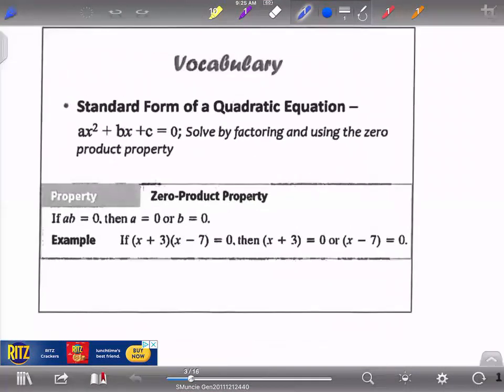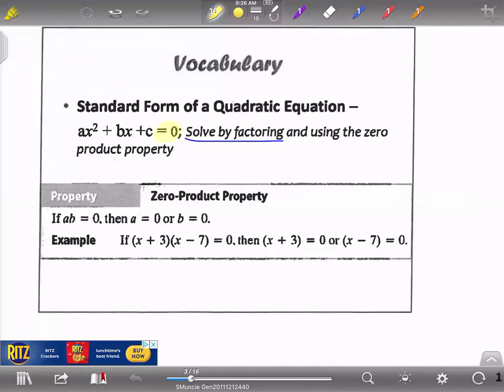So some quick vocabulary down here. Standard form of a quadratic equation is ax squared plus bx plus c. Remember, a is always the number in front of the quadratic term, x squared. B is always the term in front of the linear term, x, and c is always going to be some number, a constant. And for today, when we solve, keyword here, solve, by factoring, you must have the equation set equal to 0. So that's going to be something kind of new today.